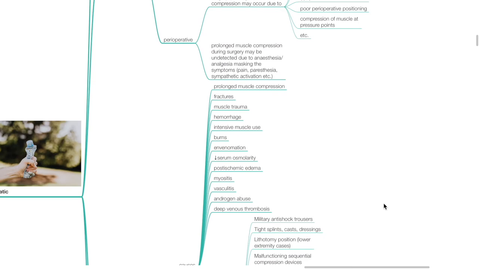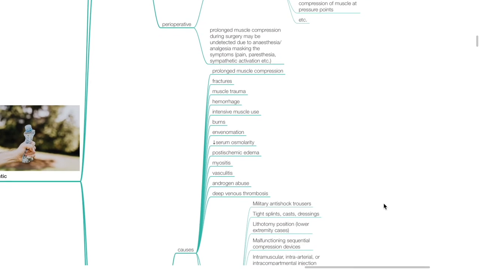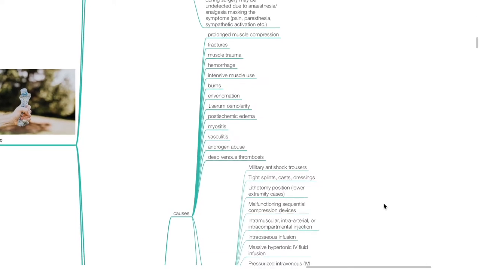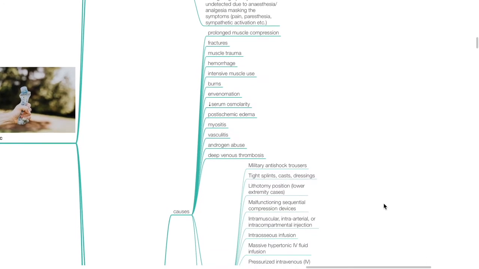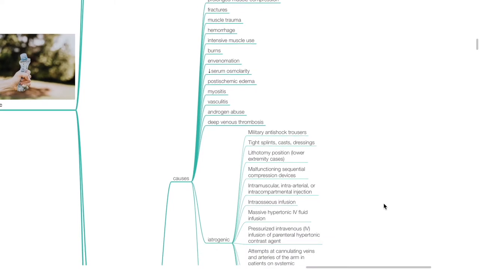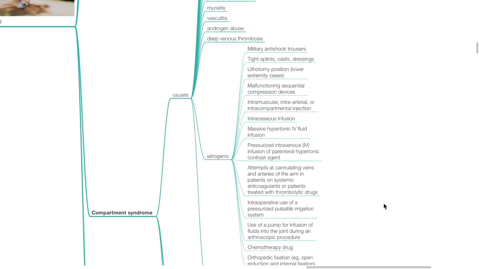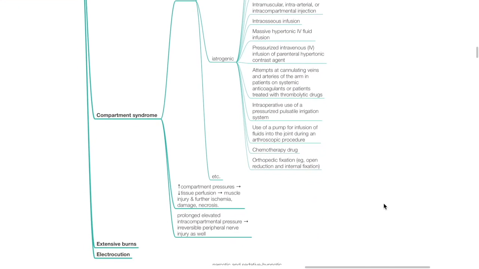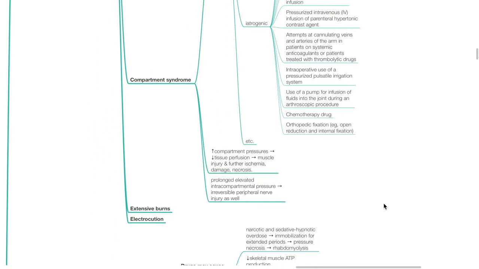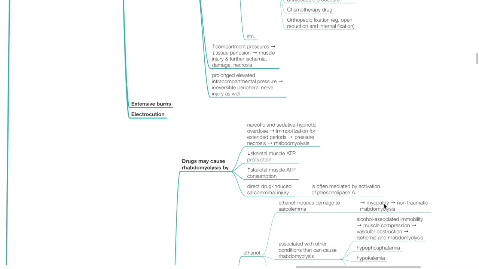Causes include prolonged muscle compression, fractures, trauma, hemorrhage, intensive muscle use, burns and venomation, reduced serum osmolarity, post-ischemic edema, myositis, vasculitis, androgen abuse, DVT, and iatrogenic. Increased compartment pressures result in reduced tissue perfusion and muscle injury and further ischemia, damage, and necrosis. Prolonged elevated intracompartmental pressure results in irreversible peripheral nerve injury as well. Extensive burns and electrocution can cause rhabdomyolysis.